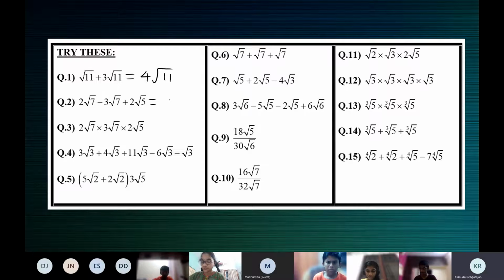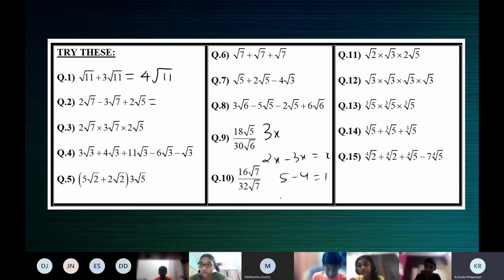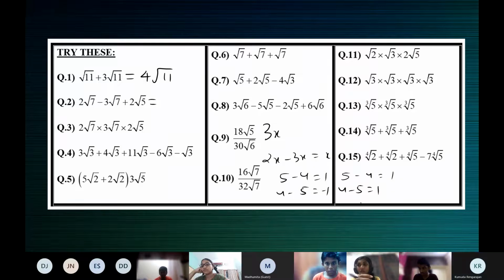What is 2x minus 3x? Ma'am, 1x. Then what is 3x minus 2x? Ma'am, if 2x minus 3x is x... Sorry, ma'am, we get different answers when you subtract. 5 minus 4 is 1, but 4 minus 5 is minus 1. You are saying 5 minus 4 is 1, and 4 minus 5 is also 1?